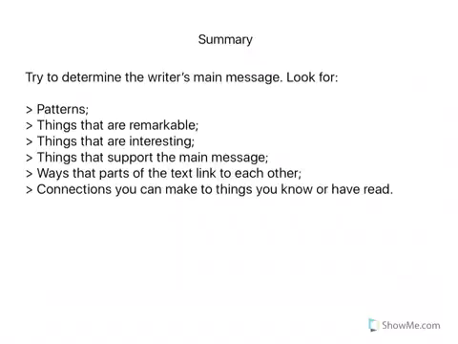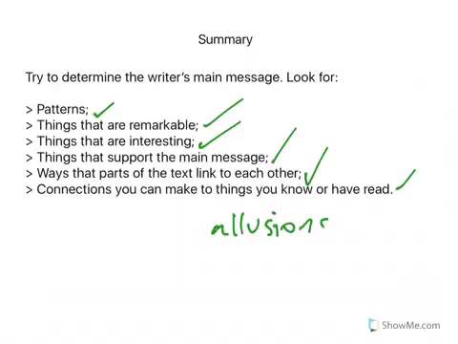Here's a summary. Your job as a language and literature student is to analyze text to determine the writer's main message. In doing so, you must look at various features of the text, such as patterns, rhetorical devices, poetic devices, sound devices, etc. Also consider this list: patterns, things that are remarkable, things that are interesting, this is perhaps subjective, things that support the main message, very important, ways that parts of the text link to each other, connections you make to things you know or have read, or allusions.